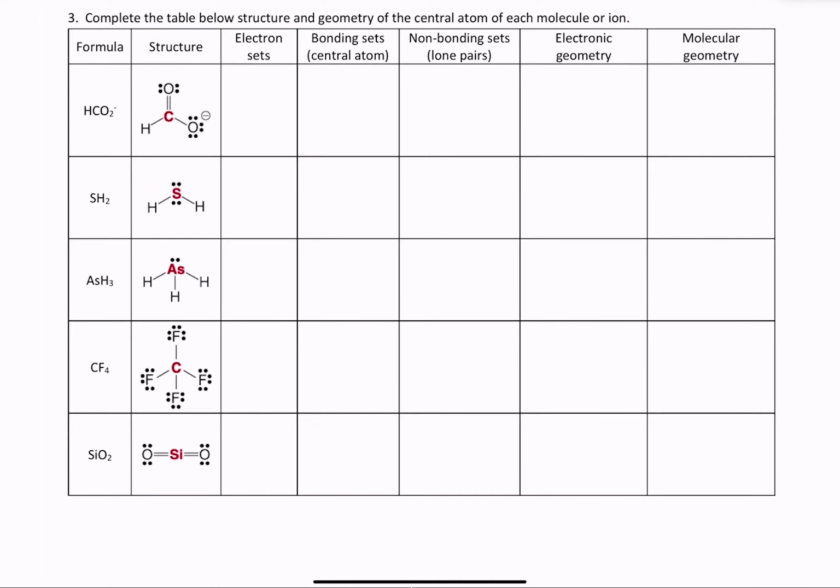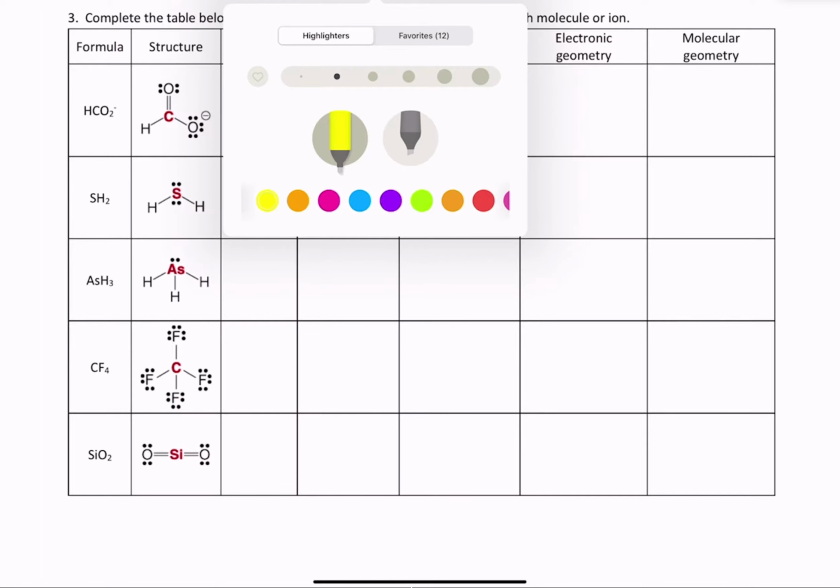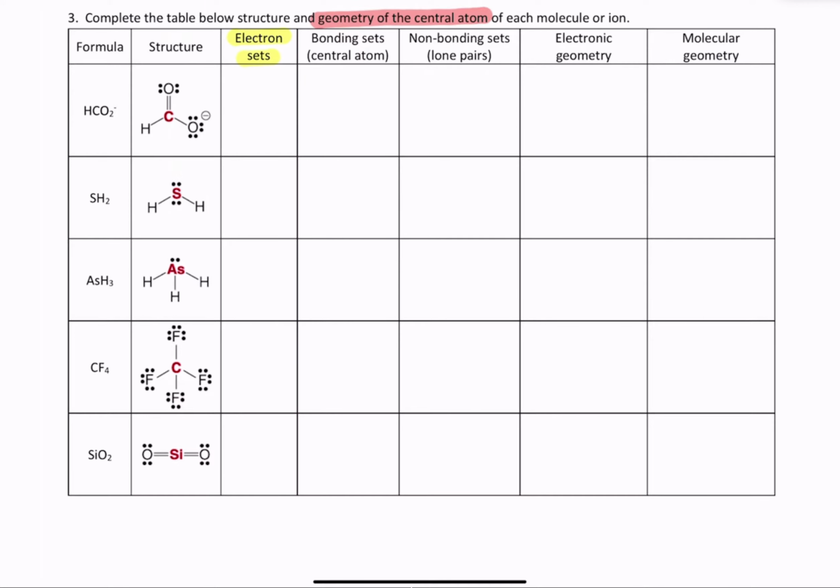Now let's complete the table below, where we're given the Lewis structure of the different molecules. We have the formula in the first column, and we have to determine the geometry of the central atom for each of the molecules. Again, remember that we are only determining the geometry of the central atom here. So my central atom is a carbon, and we're going to first find the number of electron sets.